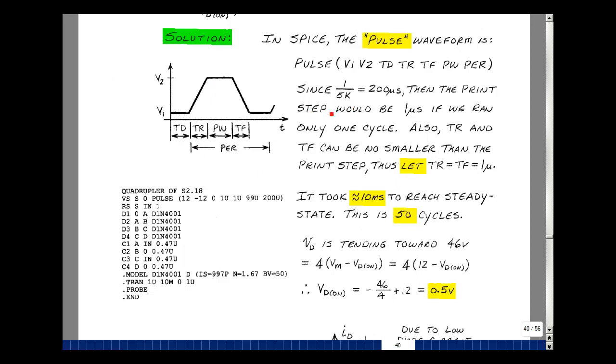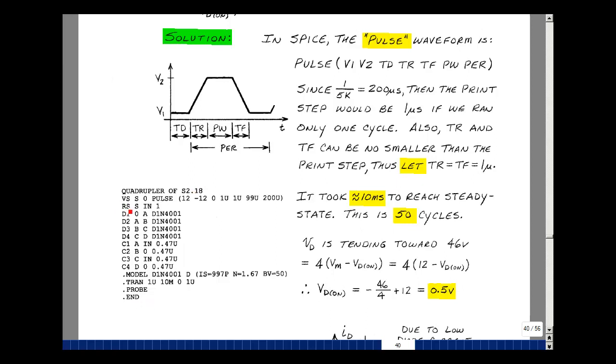We're talking about having a 5 kilohertz waveform, and so the reciprocal of that is 200 microseconds. If we want to have 200 data points, we'd have to have a print step that's around 1 microsecond in duration. Also, the rise time and fall time, if you recall, can be no smaller than the print step. Let's let the rise time and fall time be this 1 microsecond. It'll look like it's a perfect square wave. So you have to have a title and a .END.